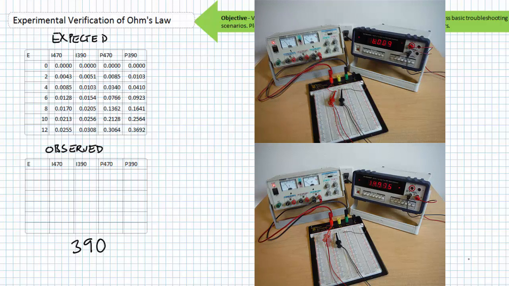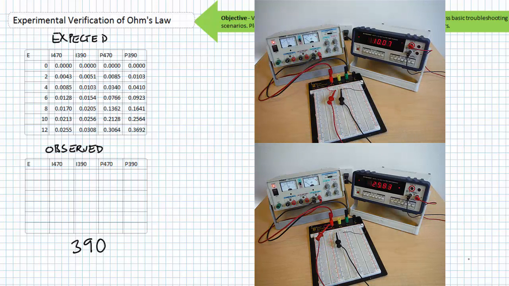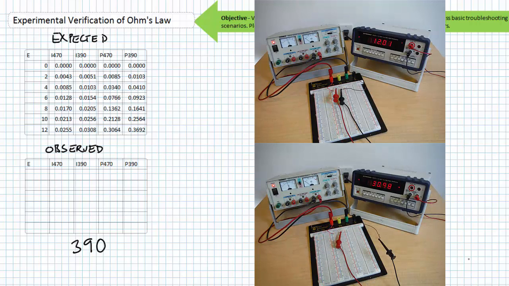Looking good. At close to 8.063 volts, we're observing roughly 20.56 milliamperes of current. Looking good. At close to 10.07 volts, we're observing roughly 25.83 milliamperes of current. Looking good. Finally, at close to 12.01 volts, we're observing roughly 30.98 milliamperes of current.